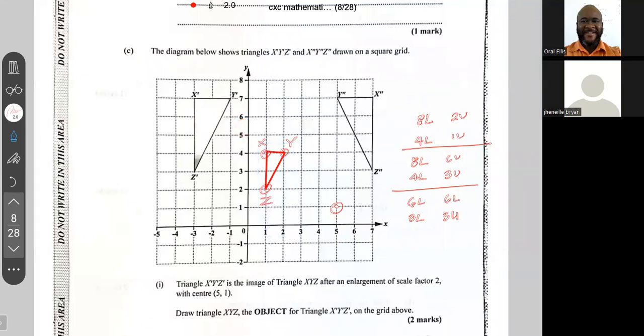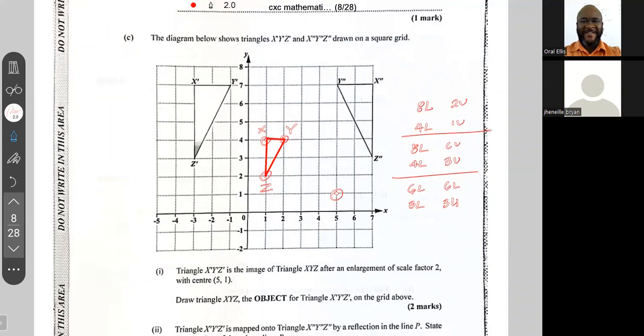All right. So triangle X, Y, Z is the object, and X prime, Y prime, Z prime is the image after an enlargement, center 5, 1 and scale factor 2. Normally the examiner would give you the object and ask you to draw the image. In this case, the examiner gave you the image and asked you to draw the object. So we have done that.